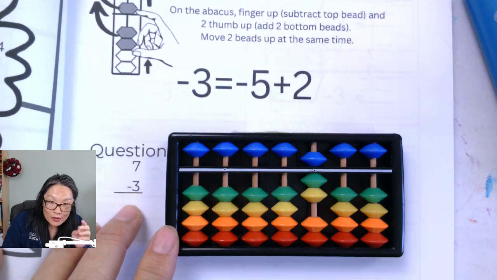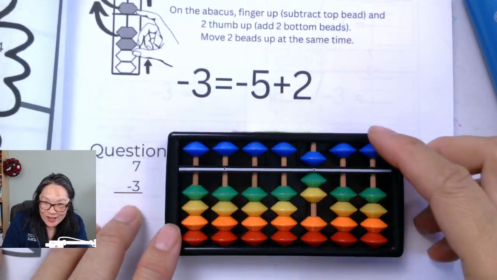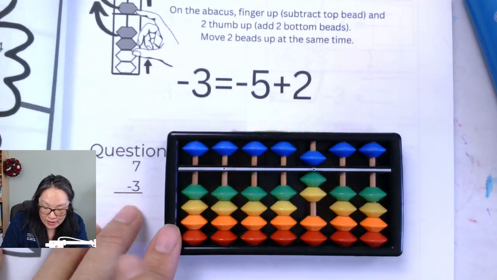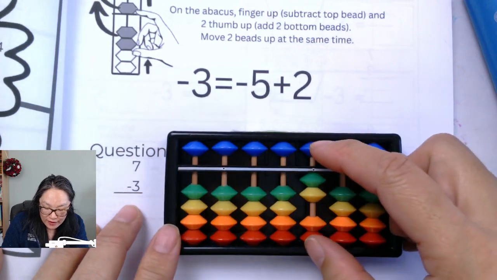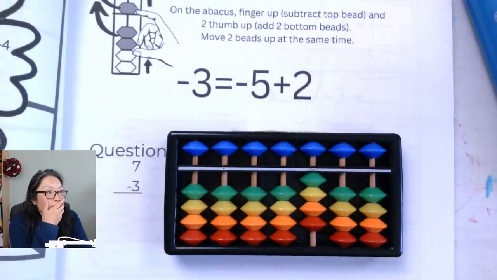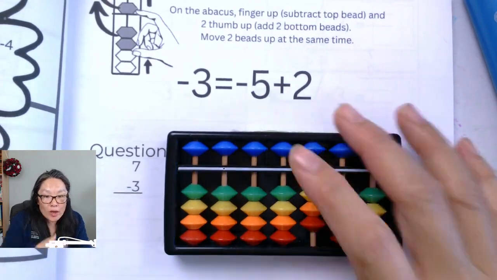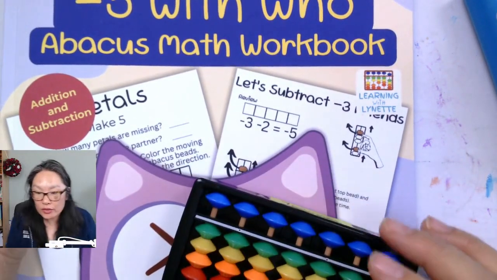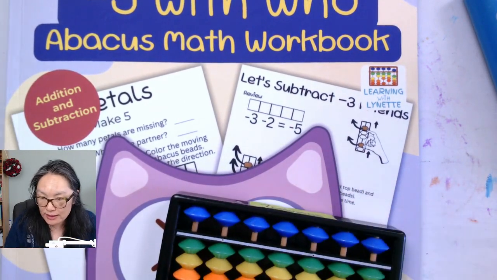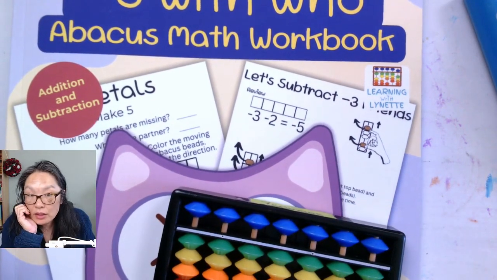what if we had to carry one? Whoa, that's a good one, Comfy Bear. Let's do it. So let's do 7, right? Take away 3. Take away 3 is minus the 5 plus the 2. All right. So we're done with this. Let's go into doing carrying over. Let me see if I can find a number.